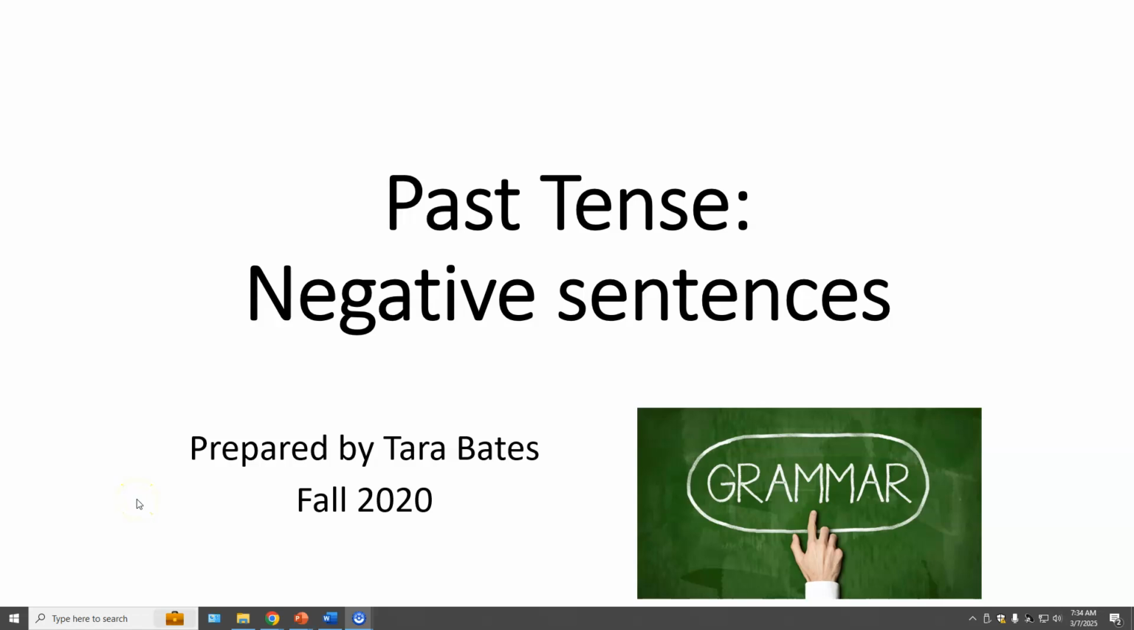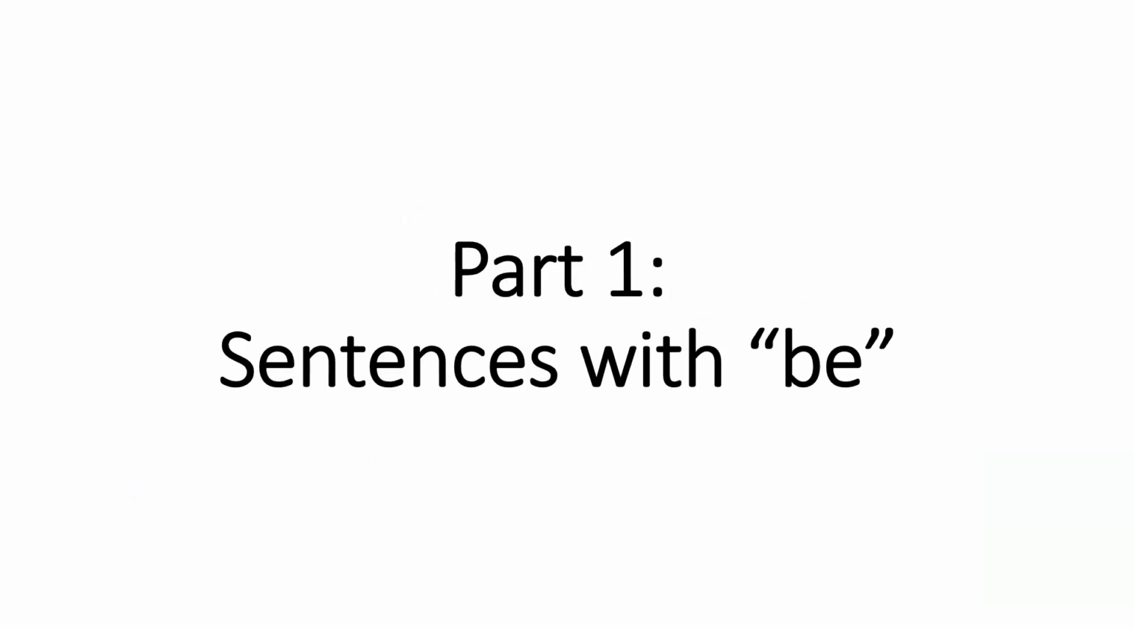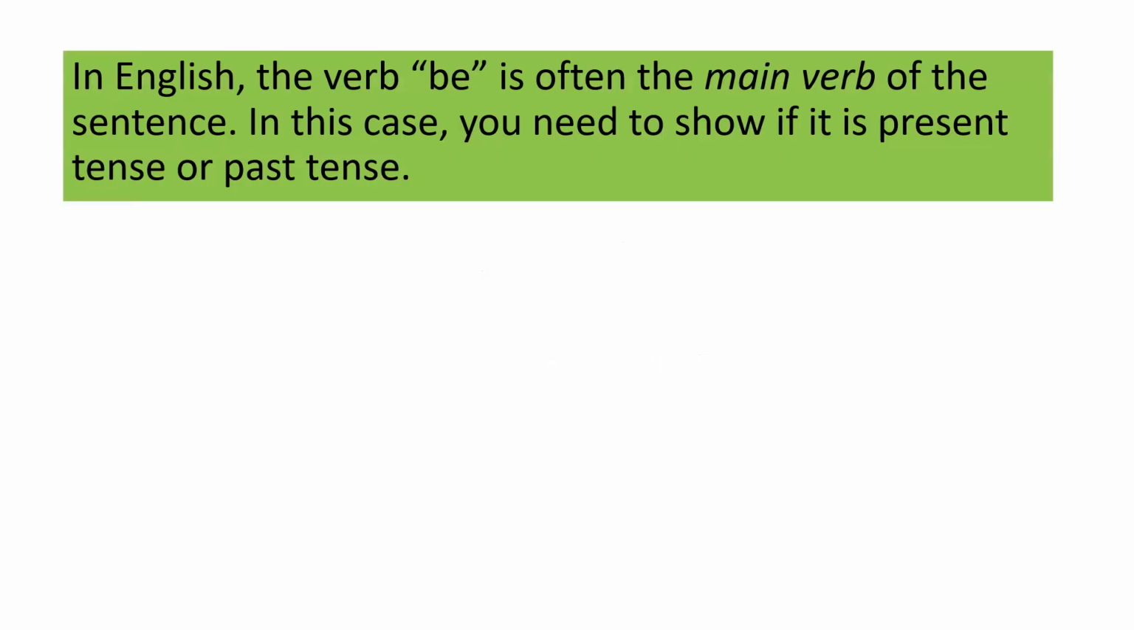Well, hi everybody. This is a lesson on negative sentences in the past tense, and I want to get straight to it. We're going to start with sentences with be. In English, the verb be is often the main verb of the sentence. In this case, you need to show if it is present tense or past tense.